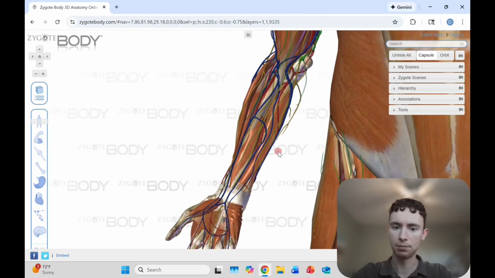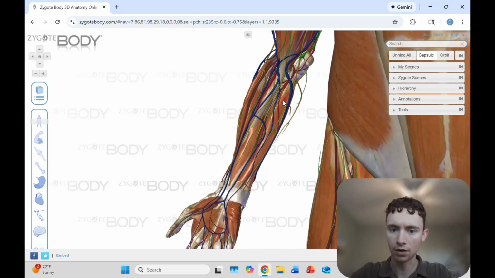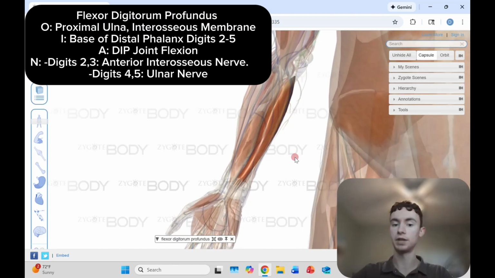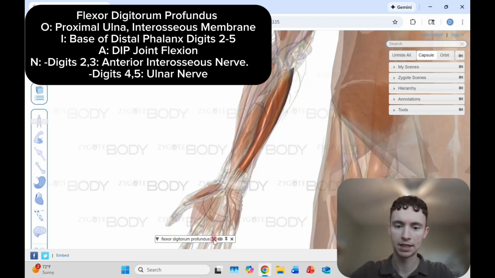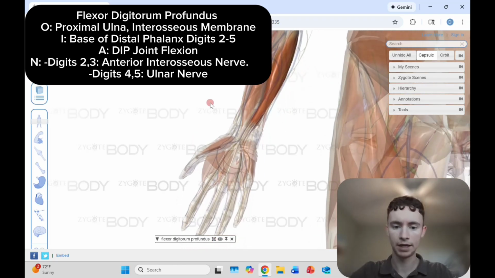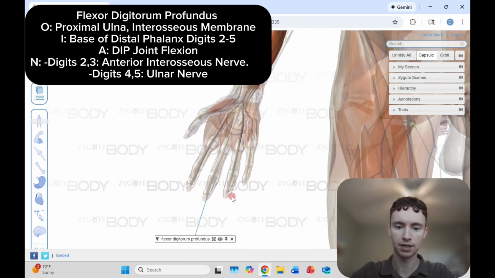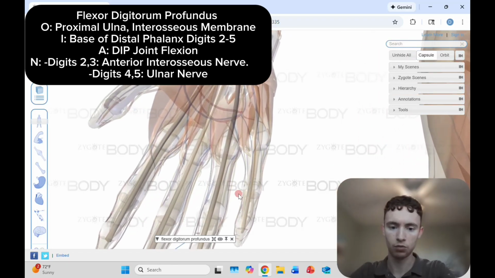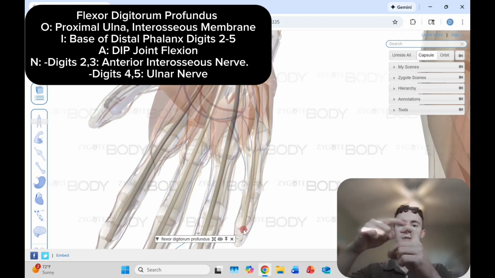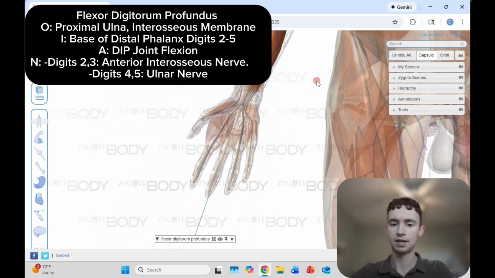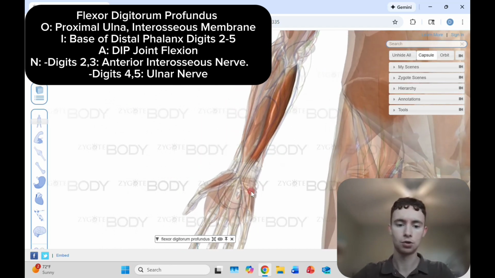And then we're moving on to our deep layer of the forearm here. So our first large muscle is right here, the flexor digitorum profundus. This one is going to be sending a tendon all the way down to the base of the distal phalanx down here. And it actually goes in between the 2 split portion of the flexor digitorum superficialis, known as the Camper's fascia. And it goes down to attach at the base of the distal phalanx to flex the DIP, which is this joint right here, of digits 2, 3, 4, and 5. So that is our flexor digitorum profundus.